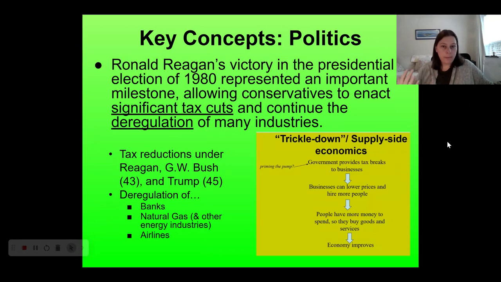So first up for Reagan, the College Board does want you to know that when Reagan gets in, he is a neoconservative, as we talked about at the end of the last video. This is a new segment of the Republican Party that has pulled the party more rightward on the political spectrum. One of the ways that plays out under Reagan, and under subsequent Republican presidents after him, is the enactment of more neoconservative style economic policies.